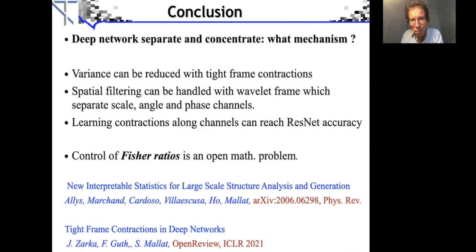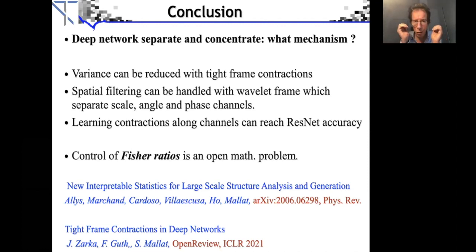So, conclusion. One of the nice observations on these networks is this concentration and separation mechanism, which is really quite impressive because it shows, in particular when you have an over-parameterized network, as was shown by Papyan, Vardan, and Donoho, that the concentration on the training set is very impressive. So basically what I've been trying to show here is that you can get that kind of mechanism by reducing variance with relatively standard mathematical operators, which are tight frame compressions.